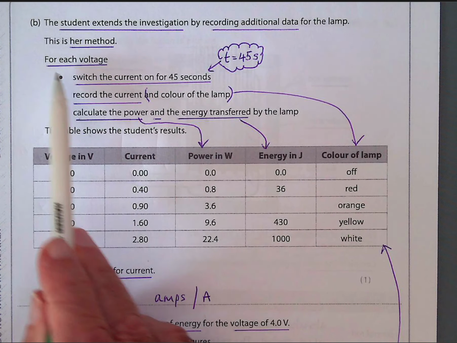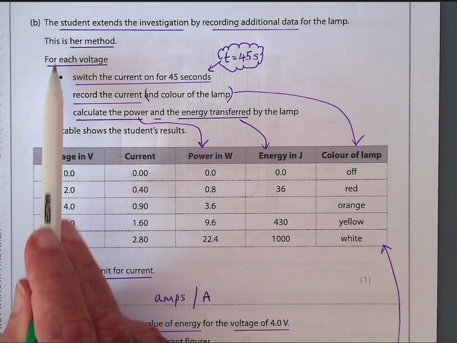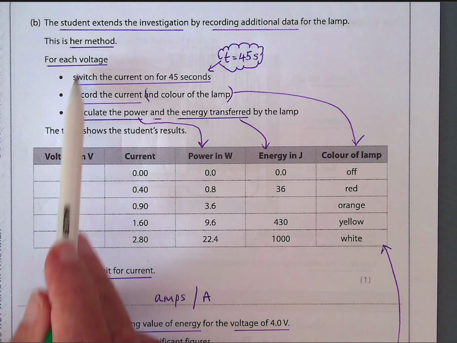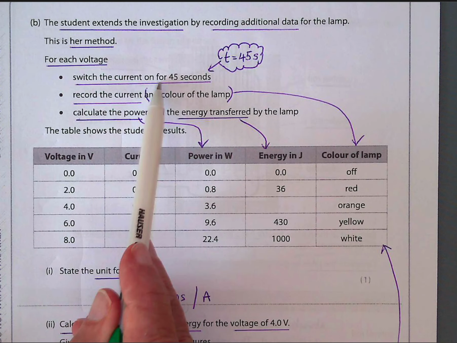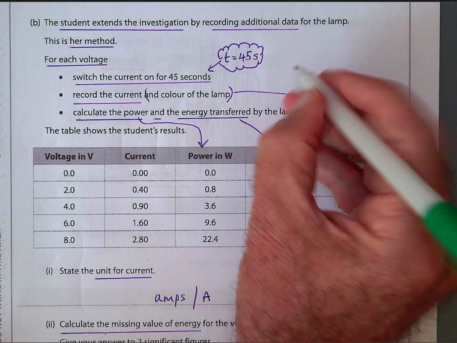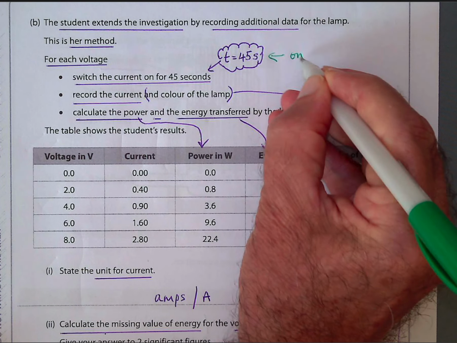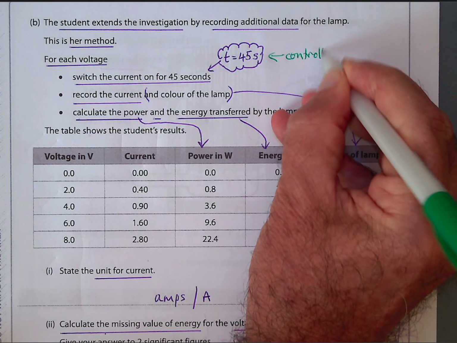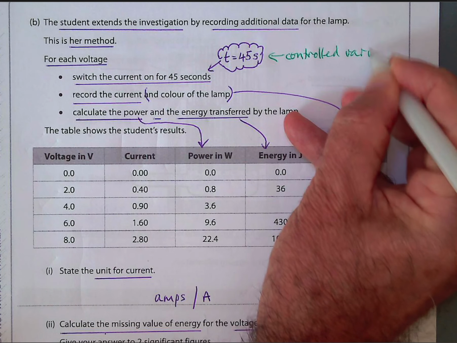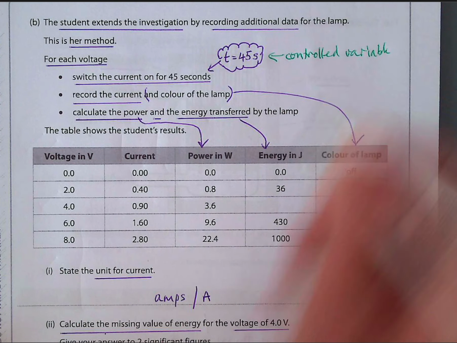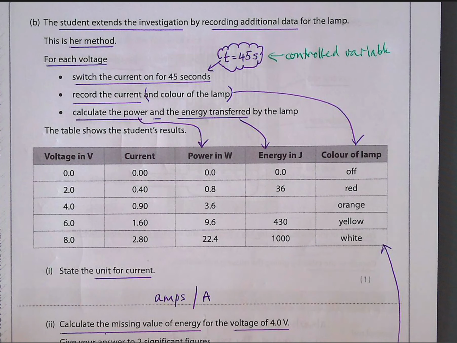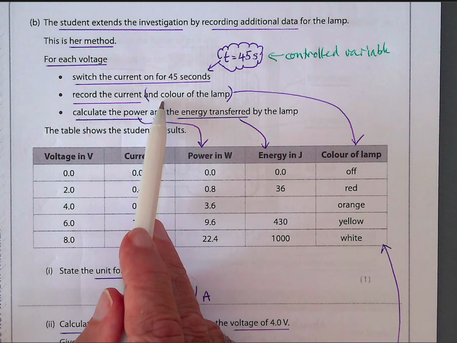Okay. Now, in this case, this was a method for the student. For each voltage, they actually switched on the current for a fixed amount of time. So in a way, that is also a way of having a controlled variable, fixing one variation to at least know exactly how long they left it on for. They then recorded the current and the color of the lamp.